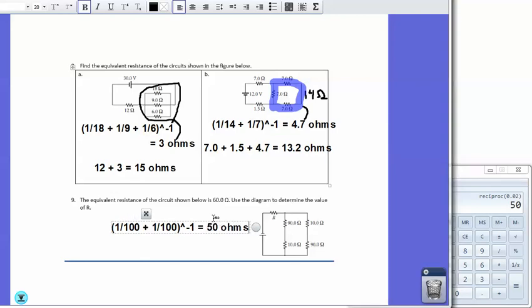All right. Now, if the total resistance of the circuit is 60 ohms, this resistor must be what gets us to 60. So if it's 50 already from this path, this one here must be 10 ohms. So 10 ohms for that resistor. And that's that, okay?